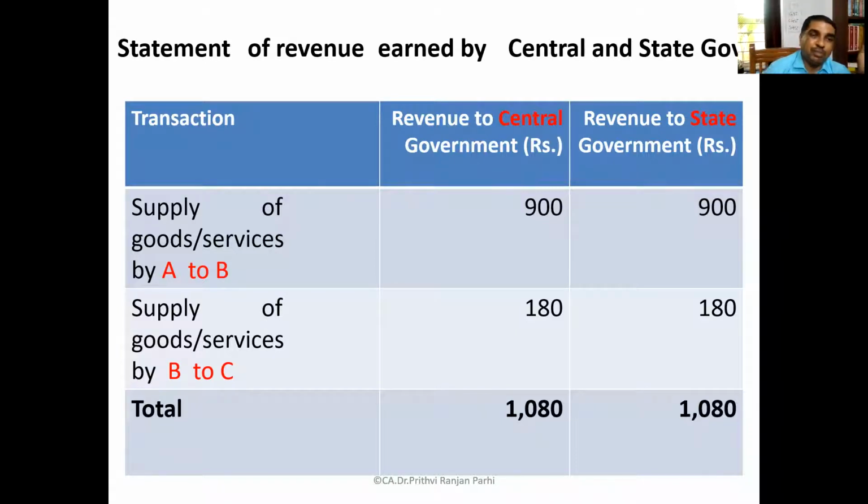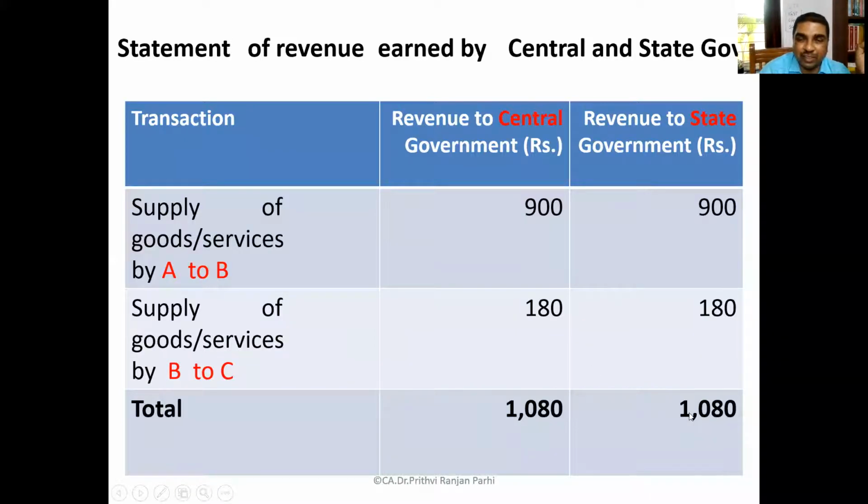supply of goods and services by B to C, how much money is deposited? Now B has collected from C and B must have deposited. First, this 900 is deposited by A. But then when B sold to C, B utilized this 900, but in addition to that he had to deposit how much? 180. So if you see, the total collection is how much?